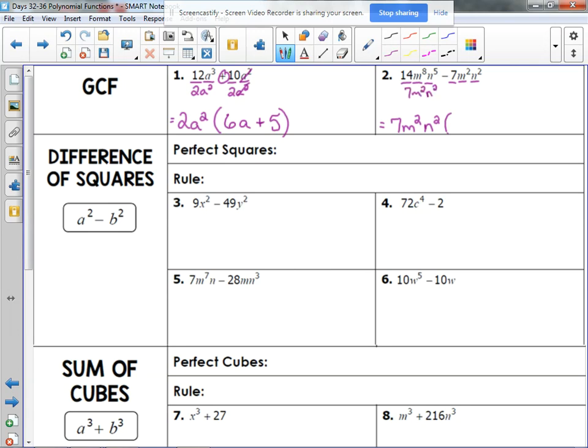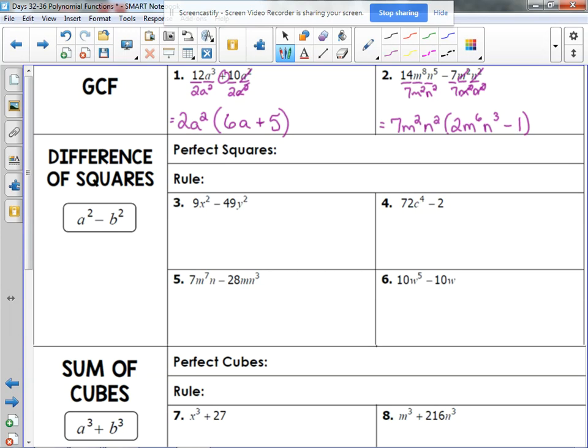So if we go and divide both our terms by 7M squared, N squared, 14 divided by 7 is 2. When you divide with the exponents, you subtract them. So that's M to the 6th. 8 minus 2 is 6. 5 minus 2 is 3. So that's N cubed. Minus 7 divided by 7 is 1. M squared over M squared, it's gone. N squared over N squared, it's gone.